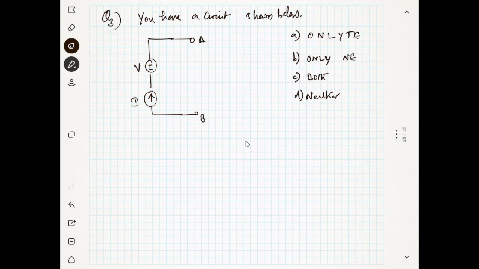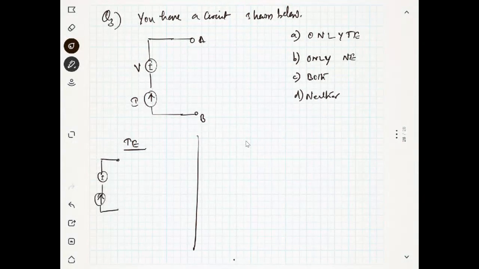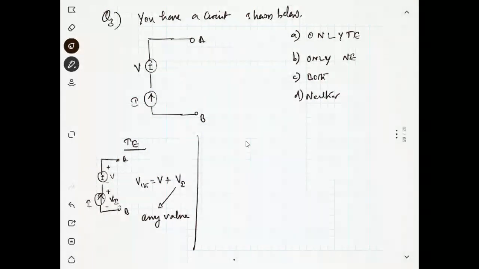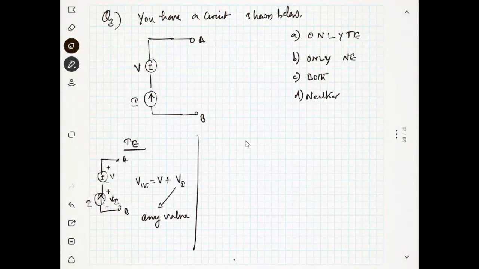Which equivalent will exist here between the points A and B? It is just opposite the previous question. So we will find first Thevenin's equivalent. If you see from here, there is a current source. That is a problem. This is the voltage V, and the voltage across the current source I will say VI. So the voltage V Thevenin between the points A and B is nothing but V plus VI, but this VI can be any value, right? Am I correct?